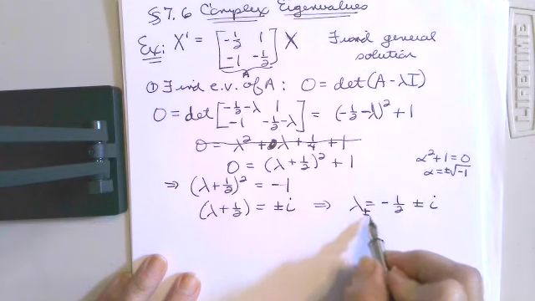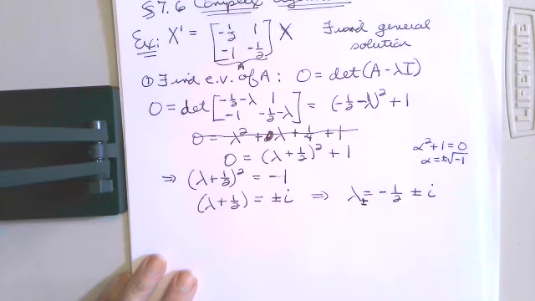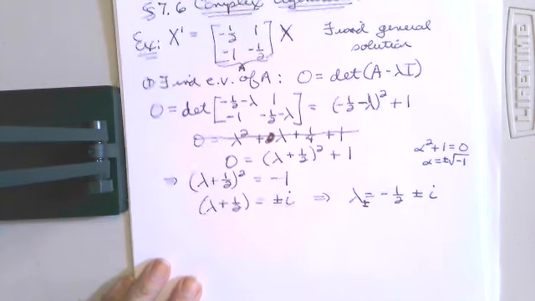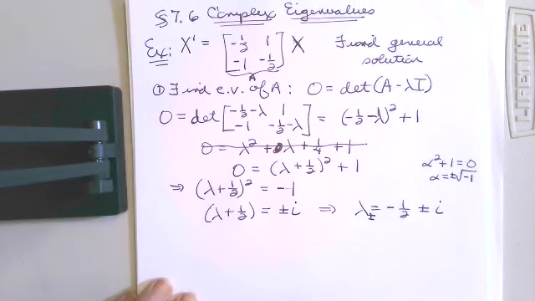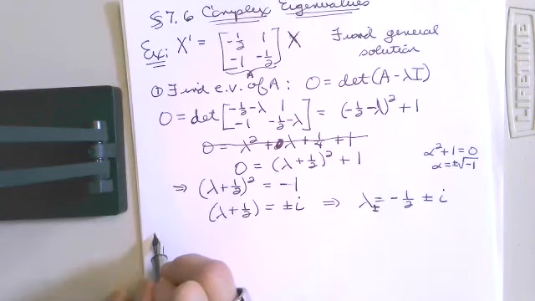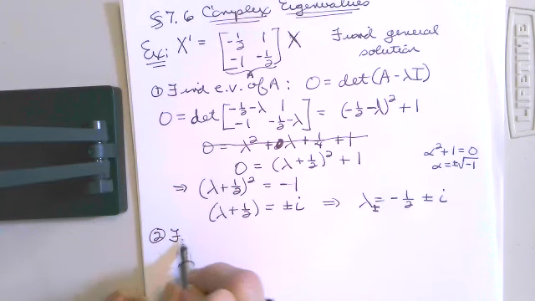Let me call them lambda plus and minus. Notice those are complex eigenvalues, even though the matrix we started with was real. So that just happens sometimes, but we still follow the same procedure. Now we have to find the eigenvectors.